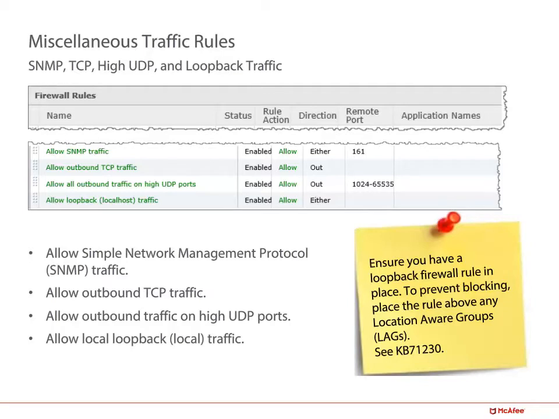The allow loopback local traffic rule makes sure that, if you have a loopback firewall rule that you might have to have, the communication that has to do with the loopback adapter is used by many client VPNs and other types of applications on the clients. Lots of times you really need to have this allow loopback rule above any location aware rule groups, which we're going to talk about more later on.